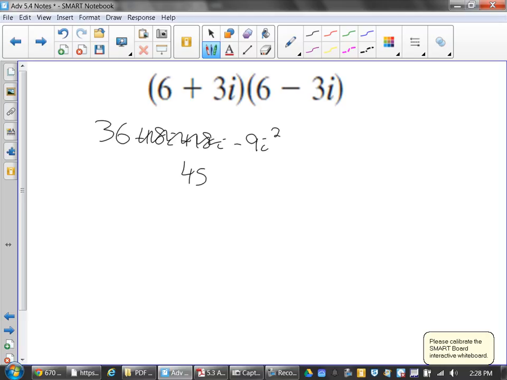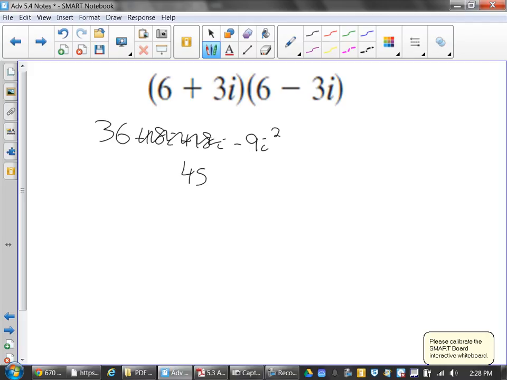So my answer here is 45. Notice what happened. This is the difference of squares. Your terms are the exact same, except the signs are opposite one another. Remember, if you had x plus 2, x minus 2, you get x squared minus 4. If you had x plus 5, x minus 5, you had x squared minus 25. It was the difference of squares. It works the same way with imaginary numbers.